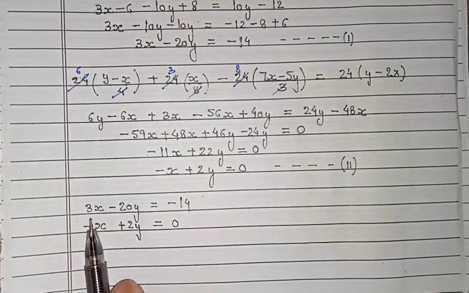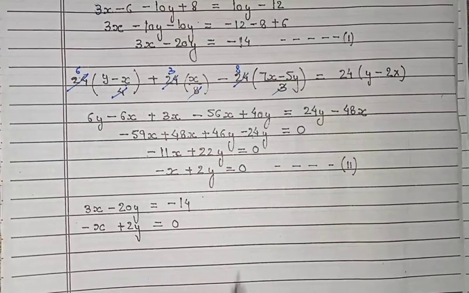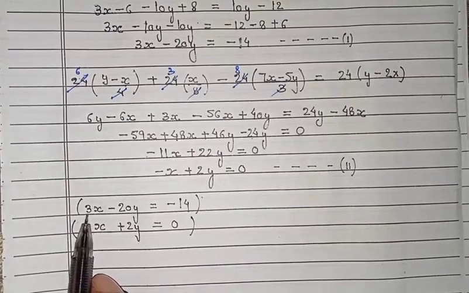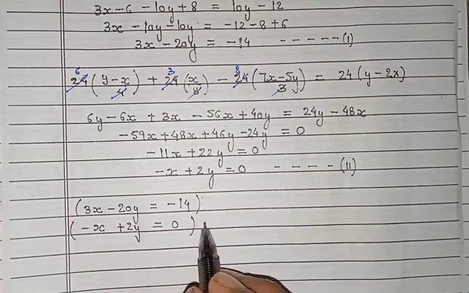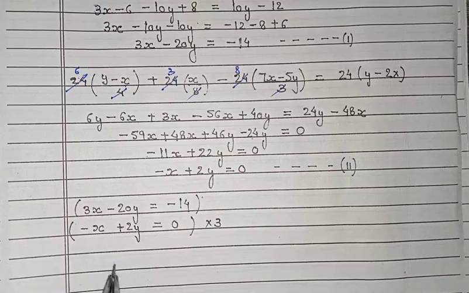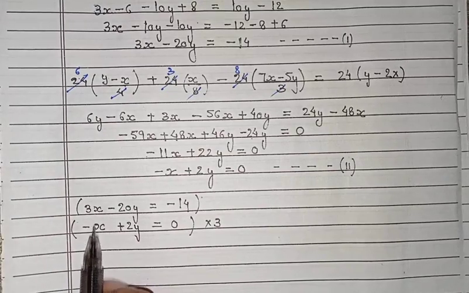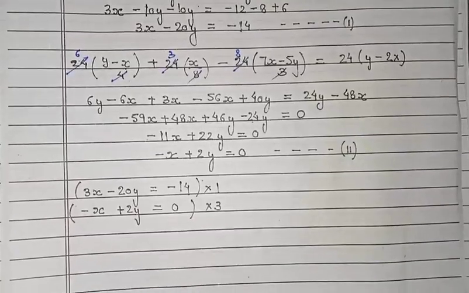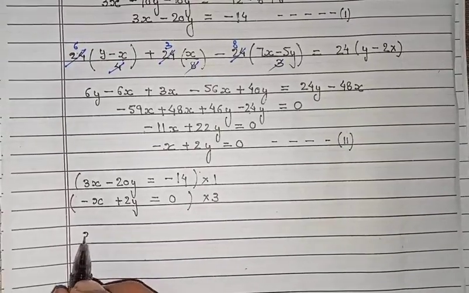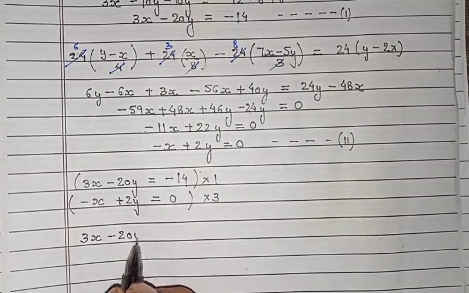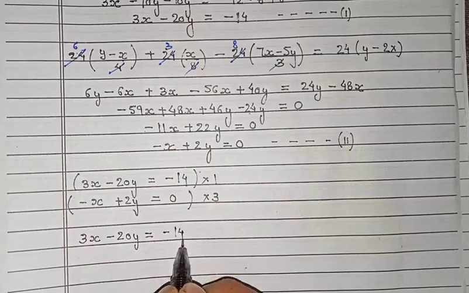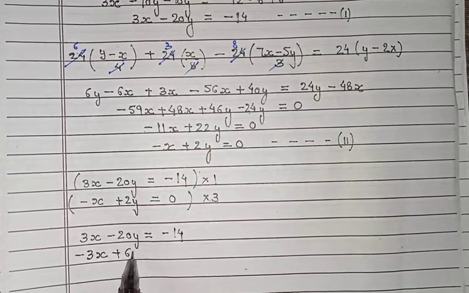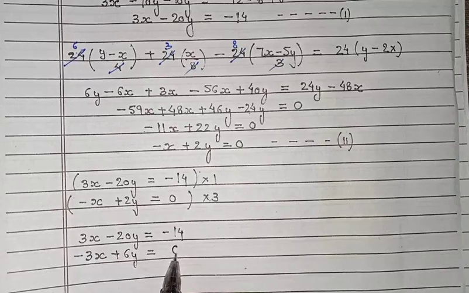Now here what I will do, I will try to make the coefficient of x same. For that, x is having the coefficient 3 in the first equation, so I will multiply the second equation by 3. And in the second equation the coefficient for x is 1, so I will multiply the first equation by 1. So my first equation remains as it is, 3x minus 20y is equal to minus 14. The second equation is multiplied by 3, so minus 3x plus 6y is equal to 0.